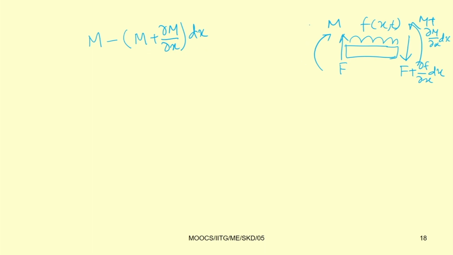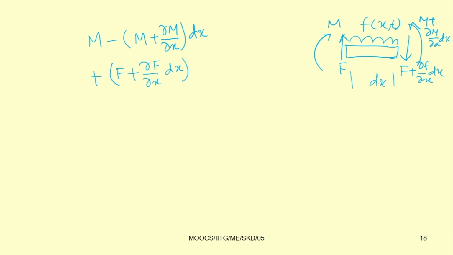This moment you have taken positive. Clockwise moment we have taken positive, so anticlockwise moment is negative. Due to this force F, which is passing through that point, the moment is equal to 0. Then the clockwise moment, as it is positive, will be F plus del F by dx into dx, multiplied by this distance equal to dx.